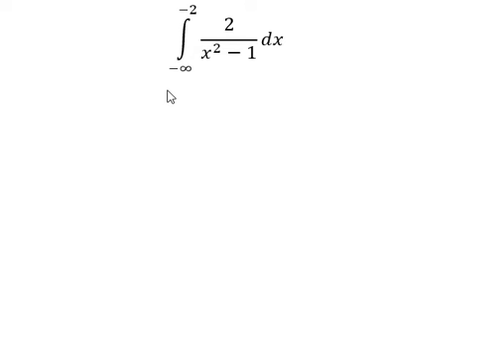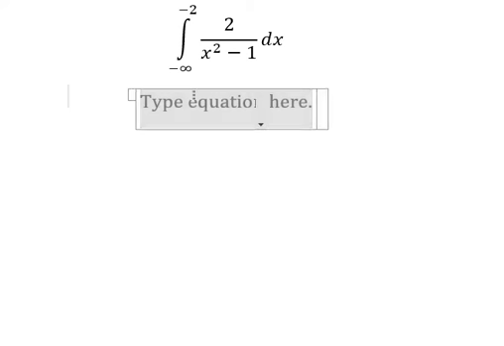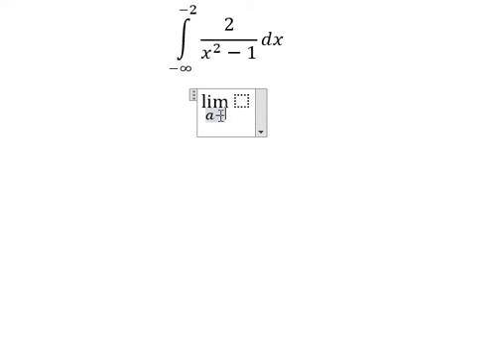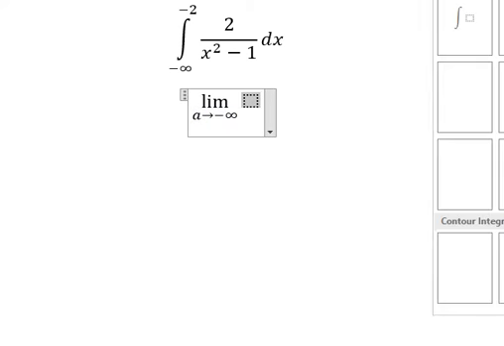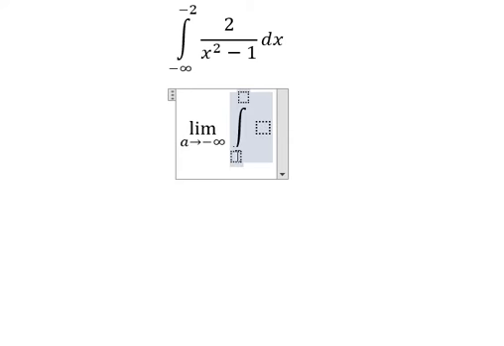The topic today is about integration. So now I will show you how to answer. We need to put about the limit and a approach to negative infinity. So we have the integration from a to negative number 2.